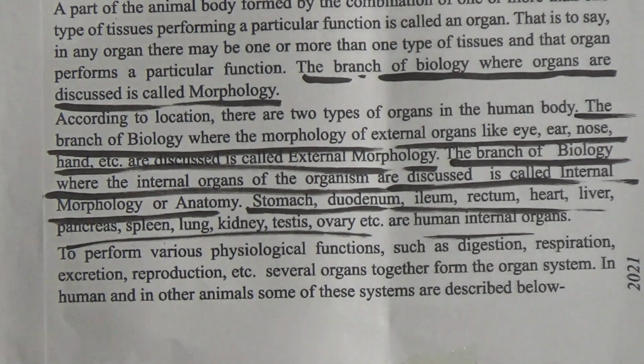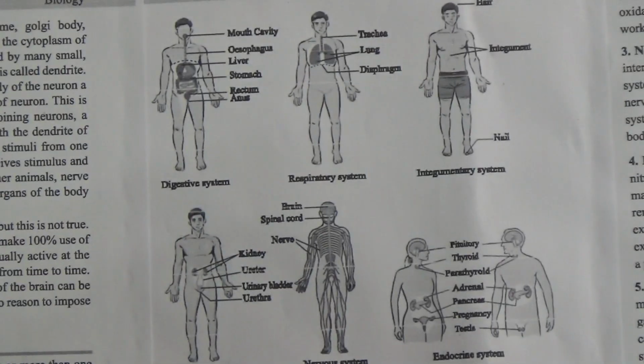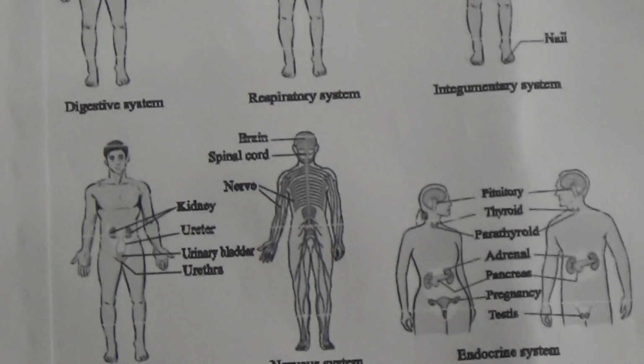Here you see a picture of our digestive system, respiratory system, integumentary system, excretory system, nervous system and endocrine system. Now, digestive system. This system is associated with the ingestion of food, digestion, absorption and removal of undigested fecal materials.